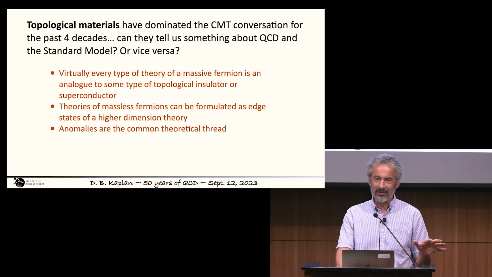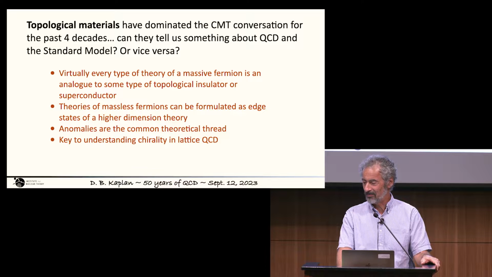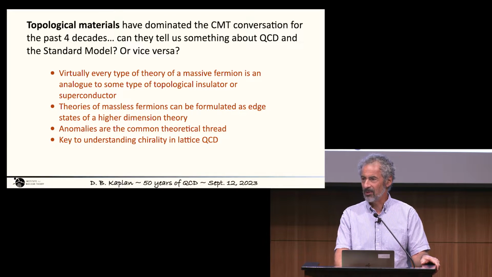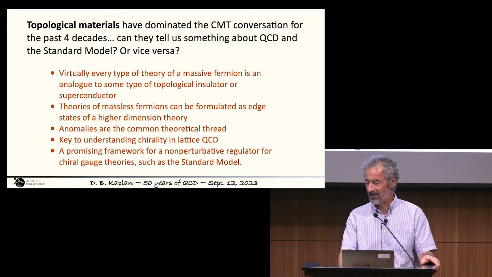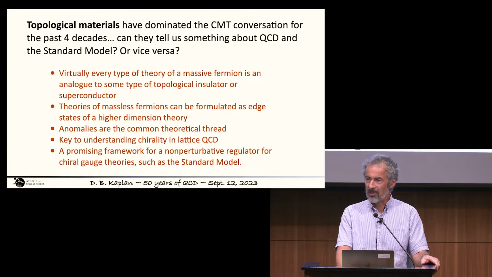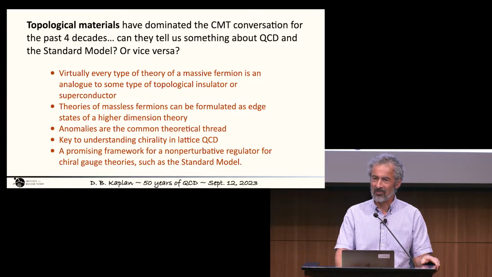The common thread between the condensed matter systems and the particle theory systems is anomalies. And it's, I think, key for understanding chirality and lattice QCD at least. But also, as I mentioned, there's some technology there that might be useful for providing a regulator for the standard model.